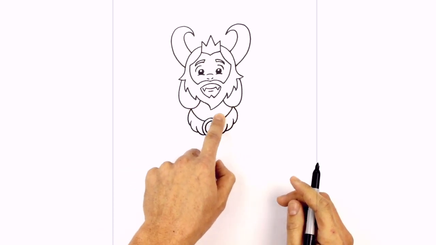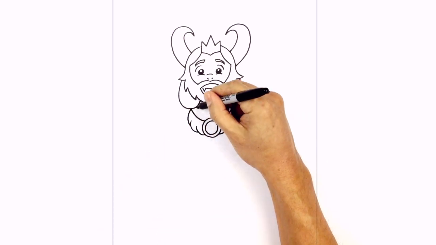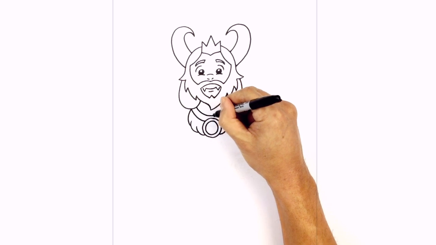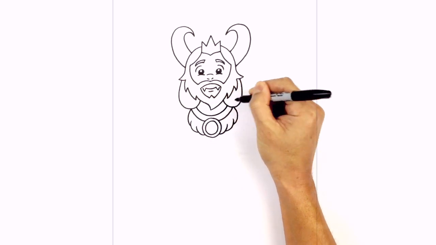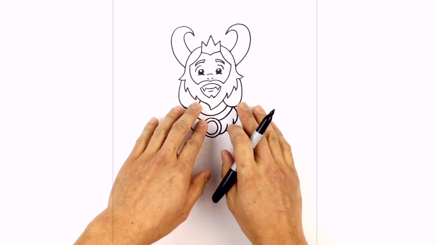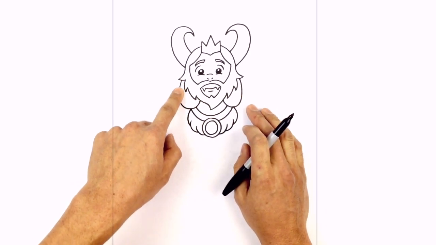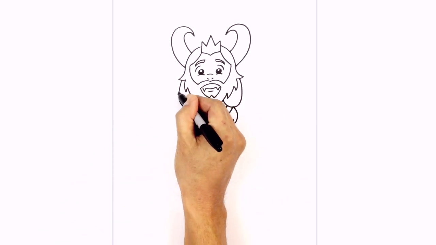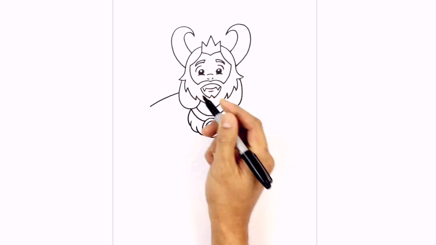Up along here in this little area, we're going to draw a little curve. So from the ear, we're going to curve down towards the center, and then back up on the right side. Let's go ahead and draw in the big shoulder pads. So on the side of the ear here, I'm going to draw a curve that goes down and out towards the left, to right about there.